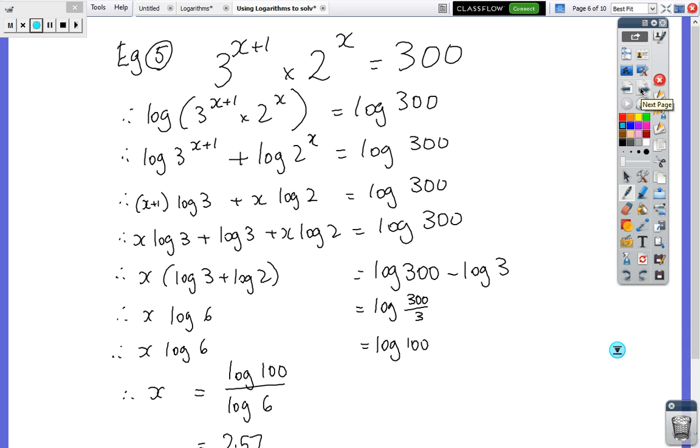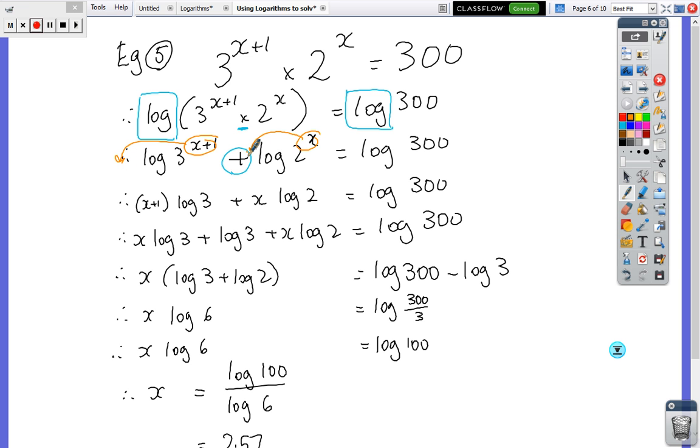Okay, so the next one, I've got logs, I've got indices with different bases, multiplying equals a number. So again, first step is take logs of both sides. Now log of 300 equals a number, but we're not going to worry about that at this stage. And now the log law with multiply means you've actually got an add. So when you multiply, you actually have an add. And then the next step is bring the powers out the front. So that number goes out the front, and that number goes out the front.